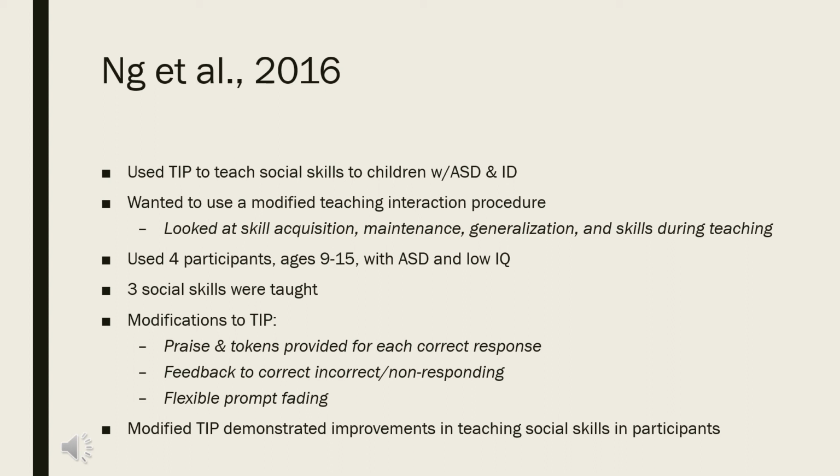Target skills were based on interviews with parents, supervisors, and therapists. So the social skills that were taught were targeted for the individuals themselves. And the modified TIP demonstrated that there were improvements in teaching social skills to the participants using that modified procedure. So even though the procedure was modified slightly to accommodate the low IQs of those participants, it was still shown to be effective in teaching those social skills.